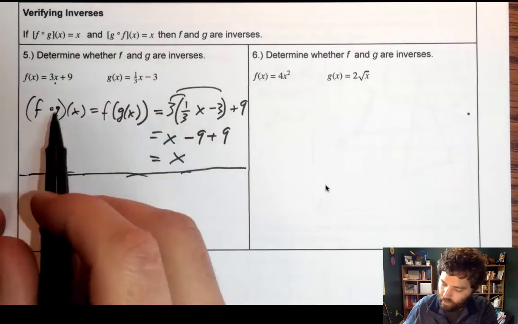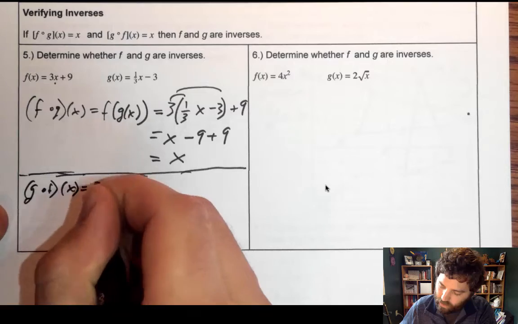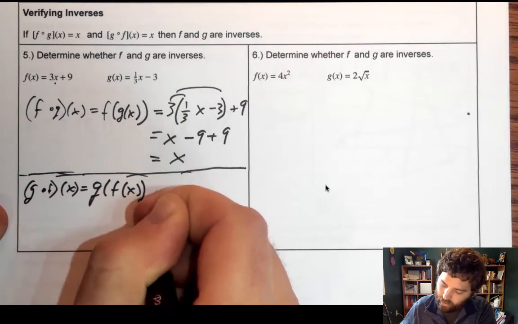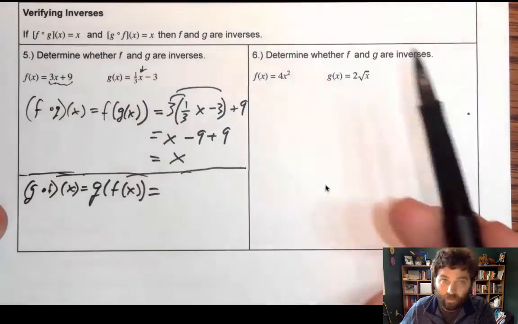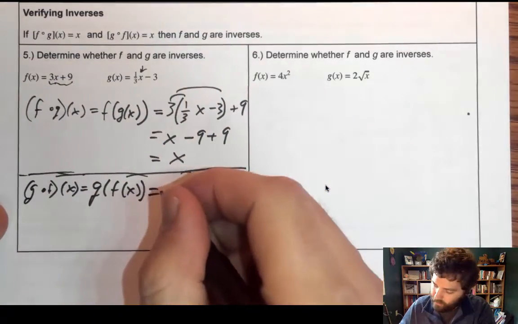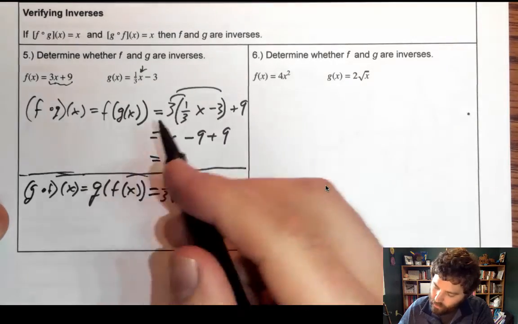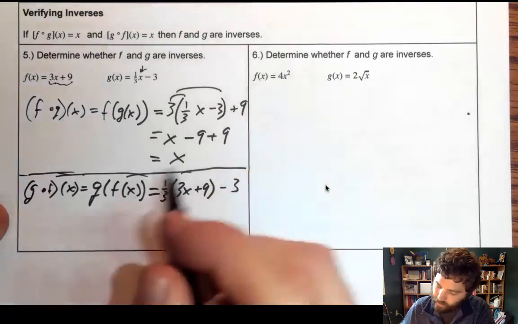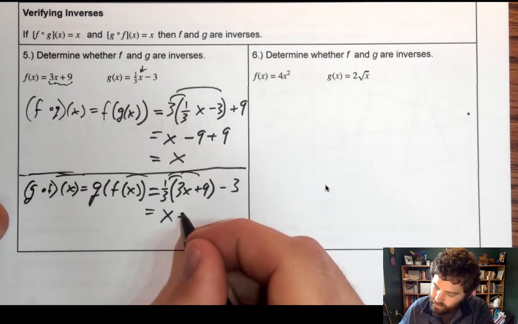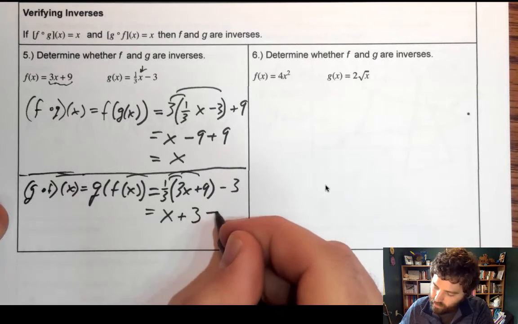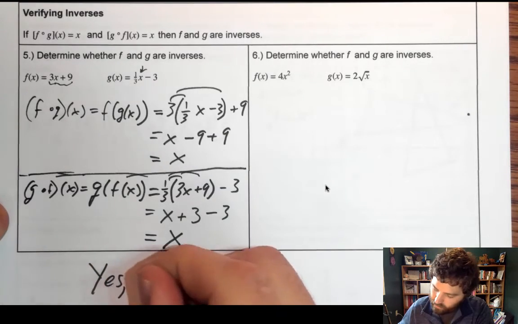Let's check the other way, g of f of x. I'll take f of x and plug it in for x in g. So I'll take 3x plus 9 and plug it in here for x. I will get 1/3 times (3x plus 9) minus 3. Then we simplify. 1/3 times 3 is x. 1/3 times 9, 1/3 of 9 is 3, so plus 3 minus 3. 3 minus 3 is 0, so I get x. So these ones are inverses. Yes, inverses.